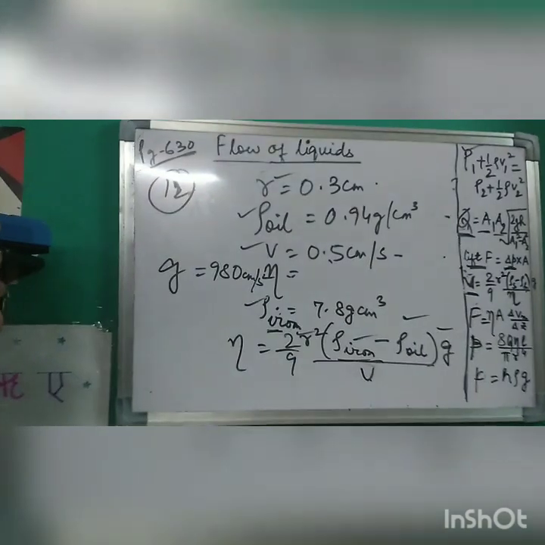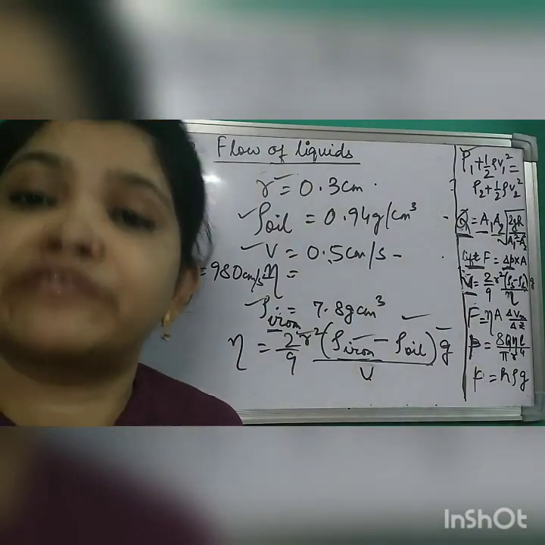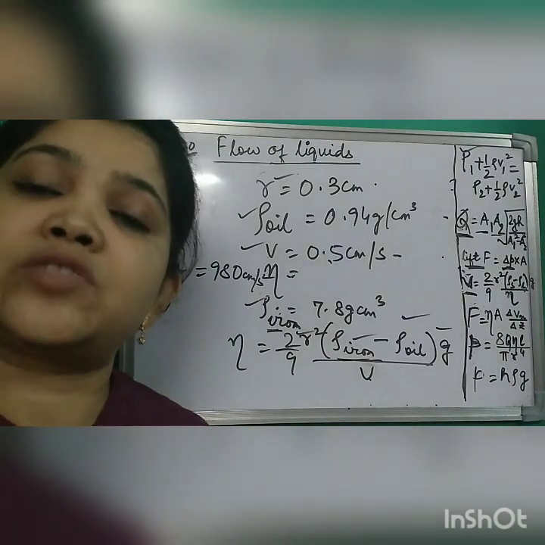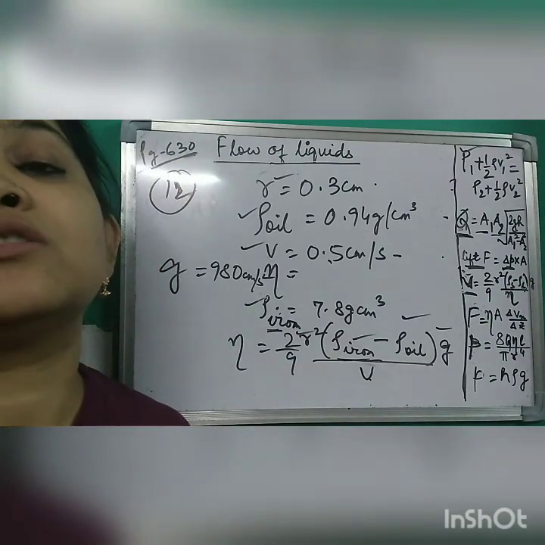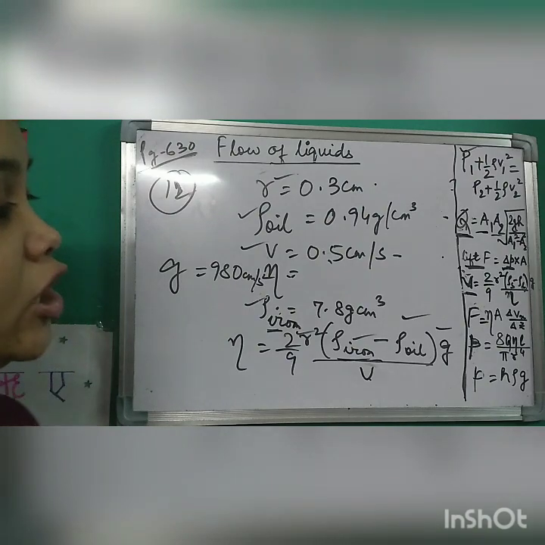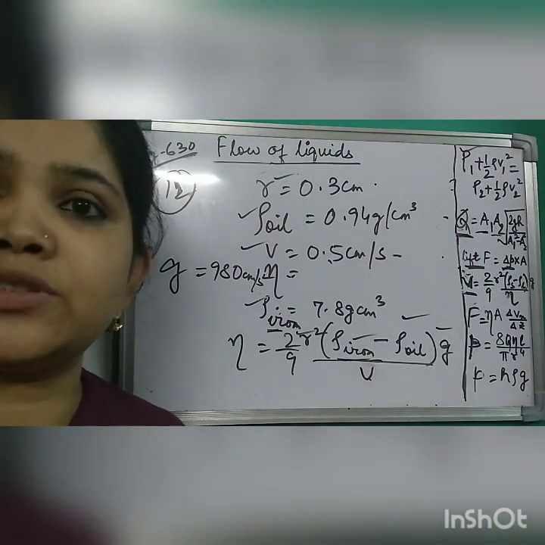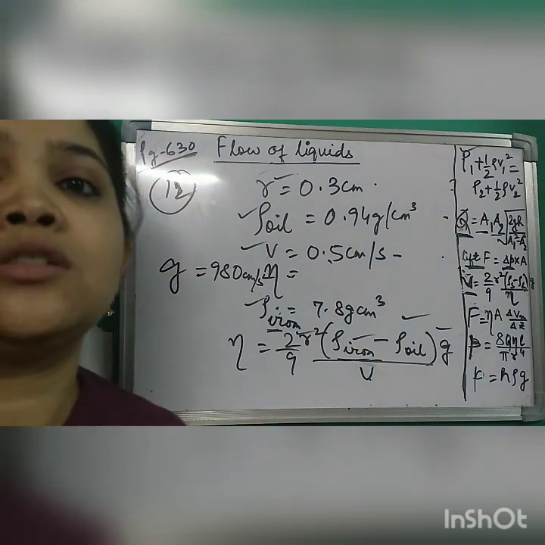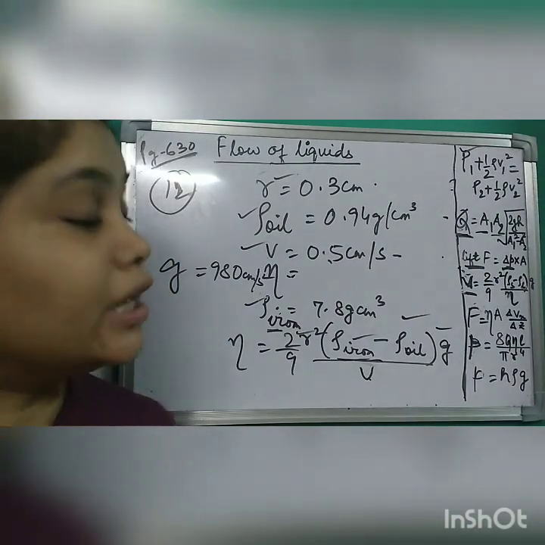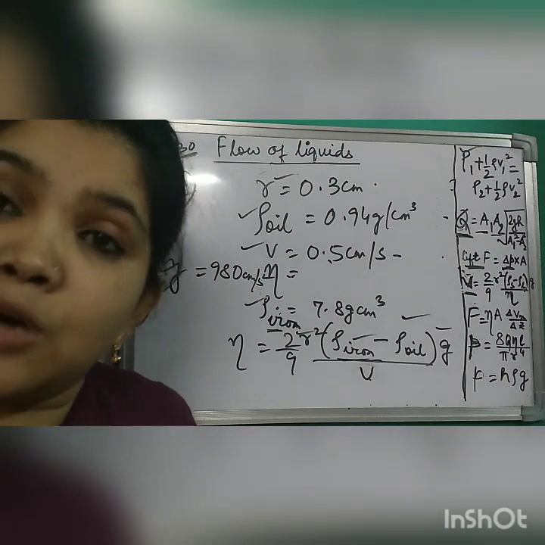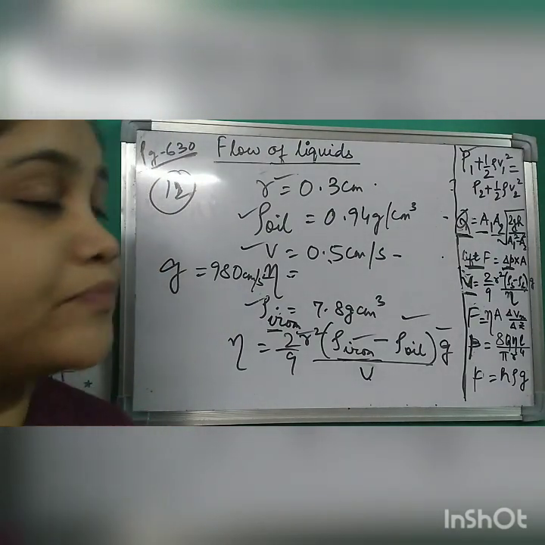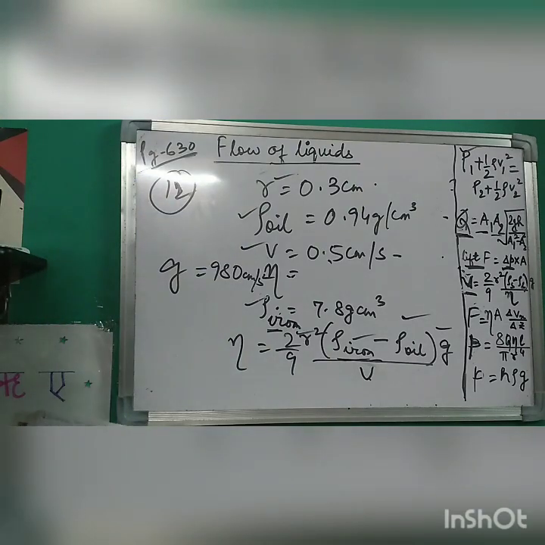Now students, sum number 13, 14, 15. These are straightforward sums from coefficient of viscosity, or basically terminal velocity sums. So I expect you to do 13, 14, 15 yourself, because it's the same type of sum. You do it yourself. You learn how to do it. Now let me go to sum number 16.